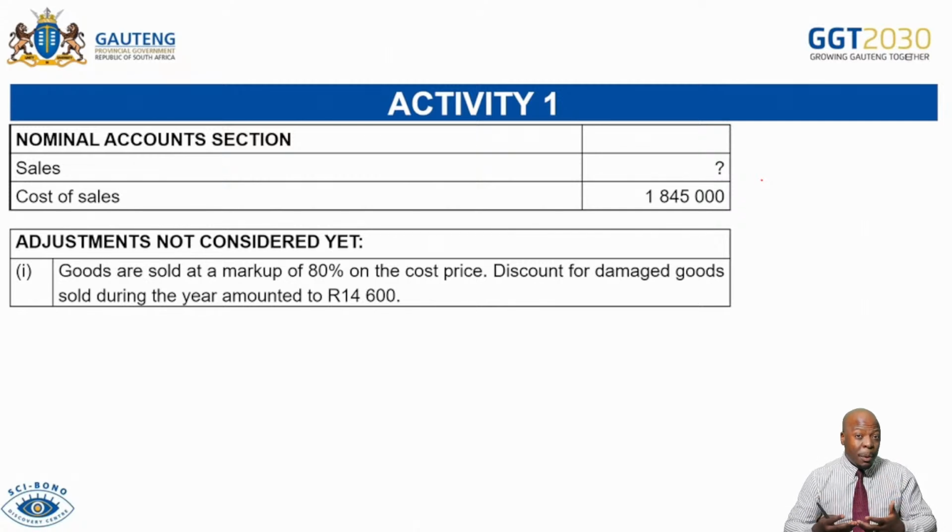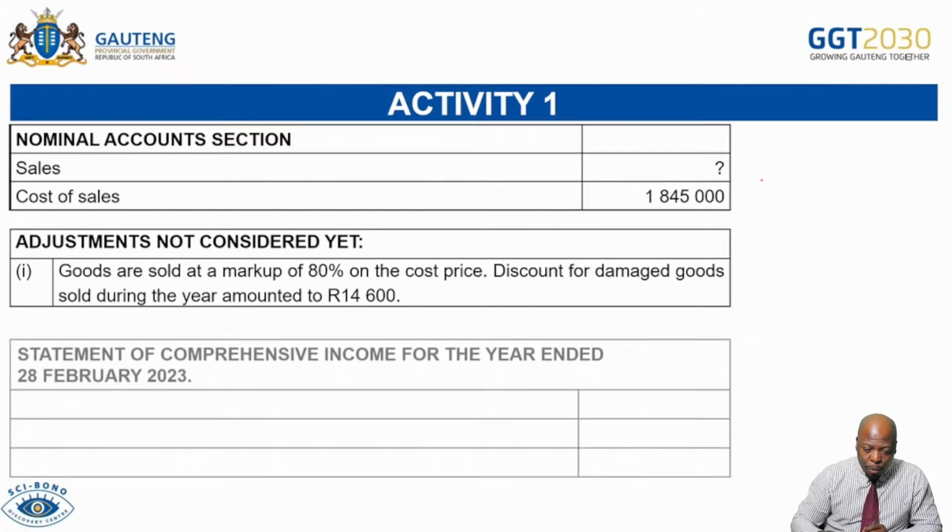So we know that when we prepare our statement of comprehensive income, where do we focus? Is it the balance sheet or the nominal account section? Our focus is on the nominal account section. That is where we are going to get much of our information. So it is very important that when you do this, focus on your nominal accounts section. So let us then go.